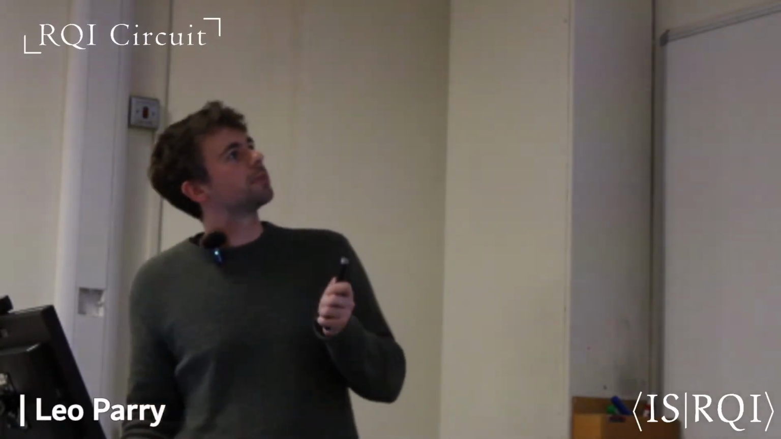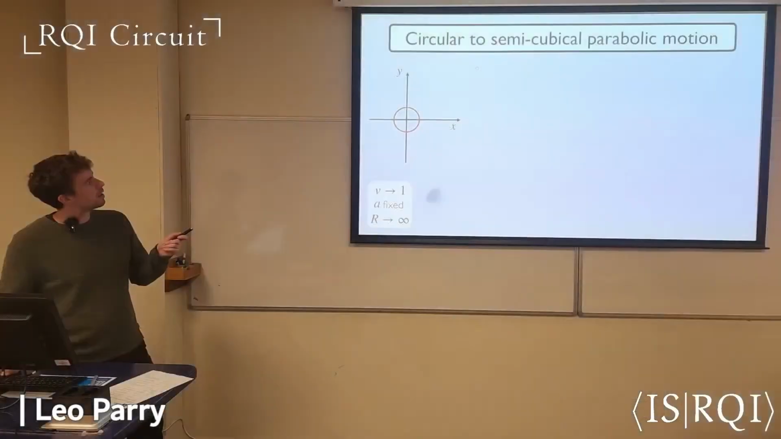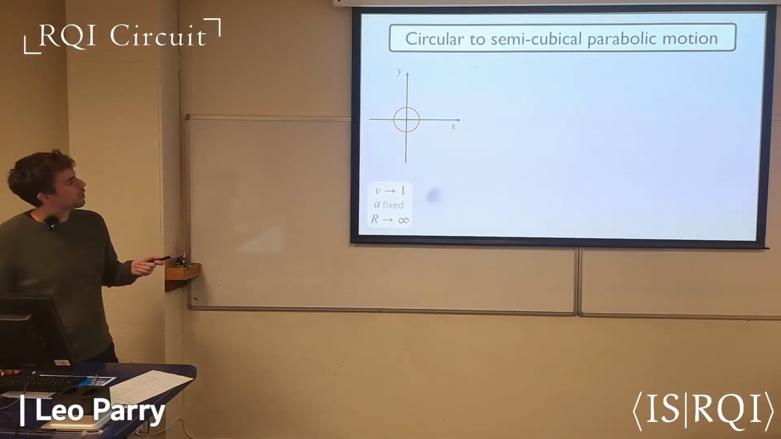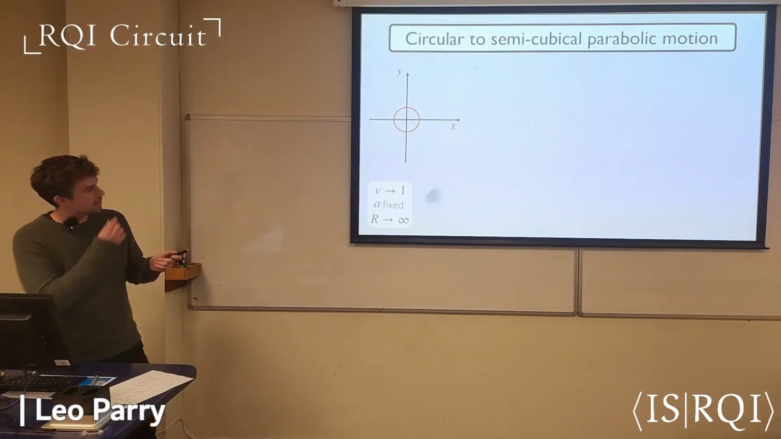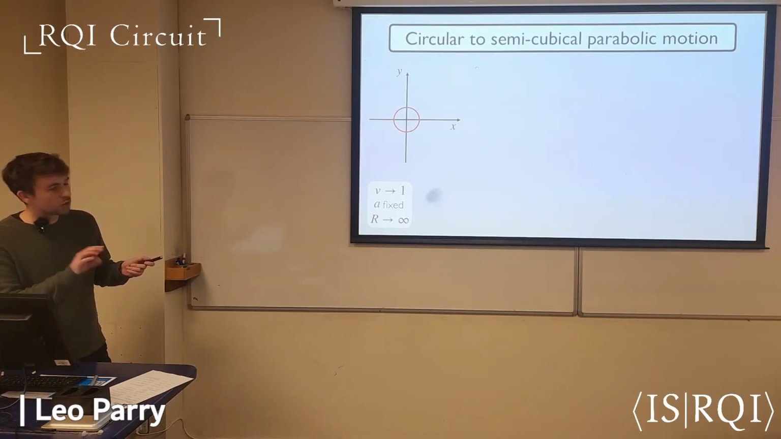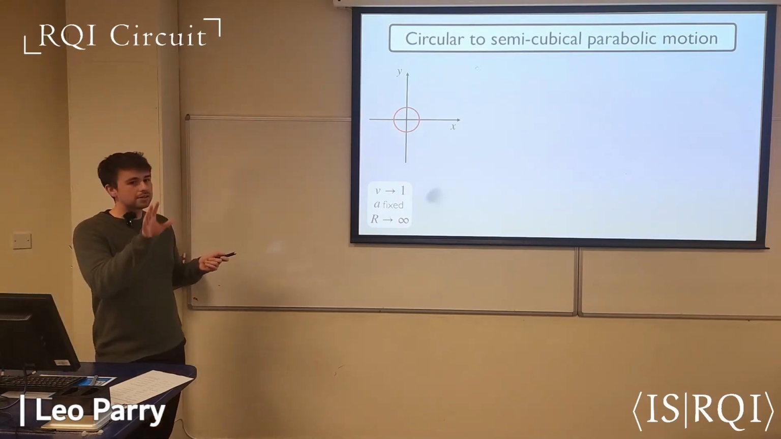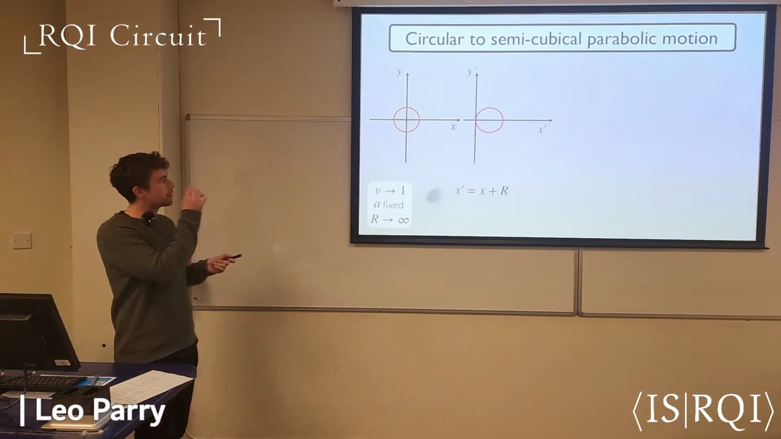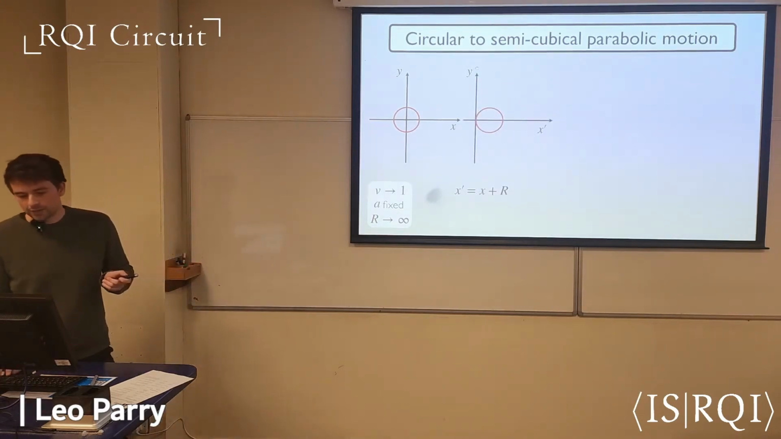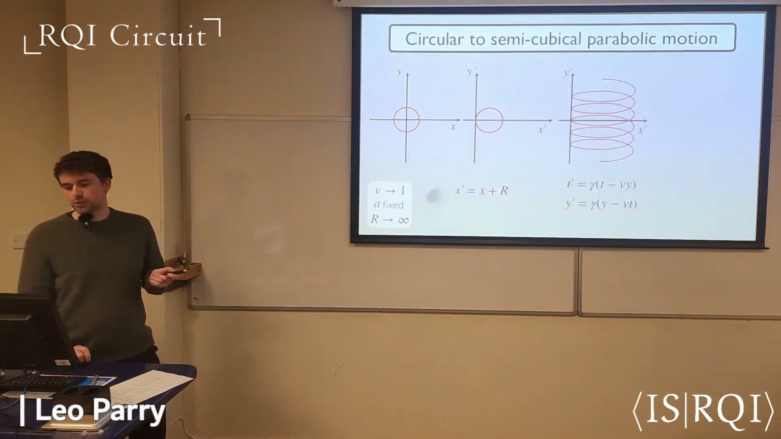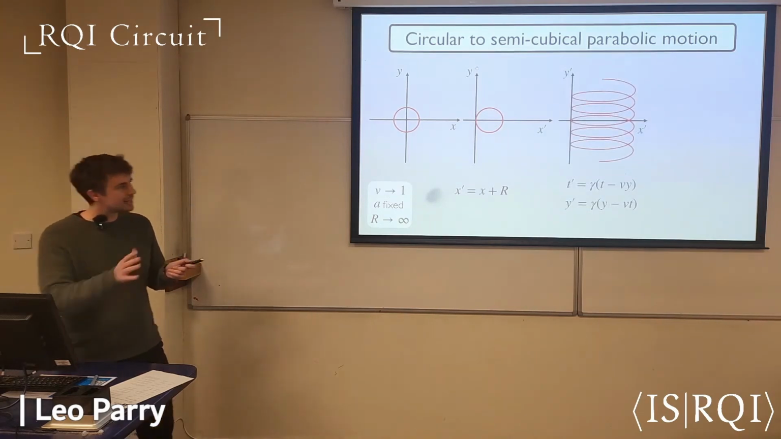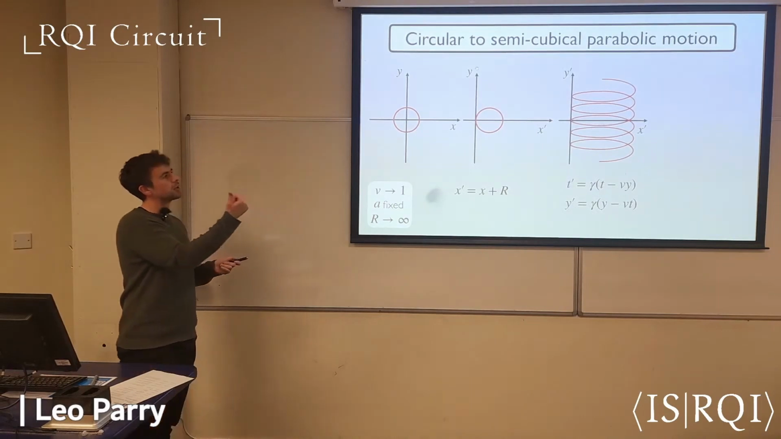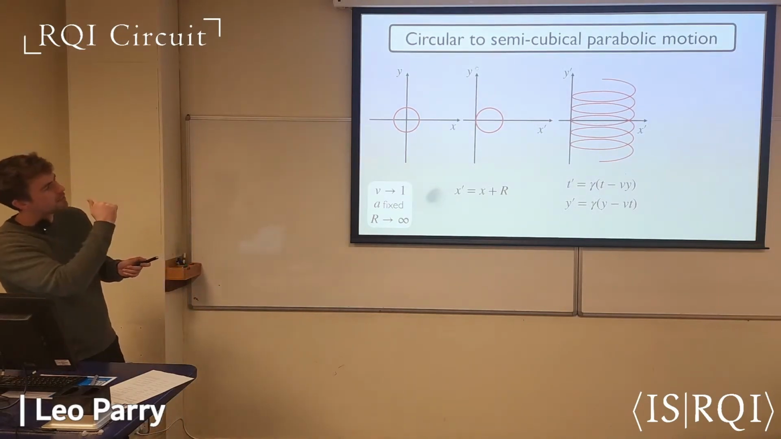So how does that work? Well, for example, let's start with circular motion. So here it is. We want to take the v goes to one limit with a fixed. So this means that the radius is going to tend to infinity. So the first thing we do is translate by the radius. And then we perform this boost in the t and y. So the t is coming out of the board here. So we're doing a boost in t and y.